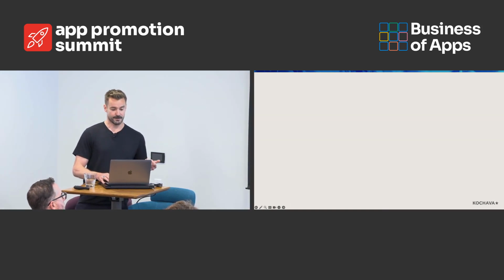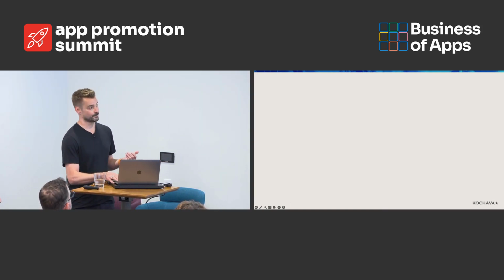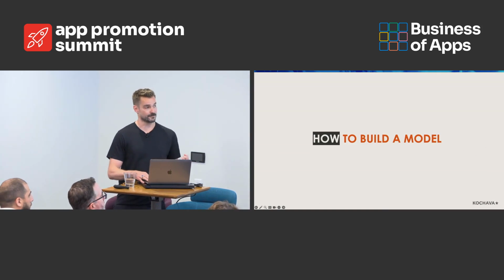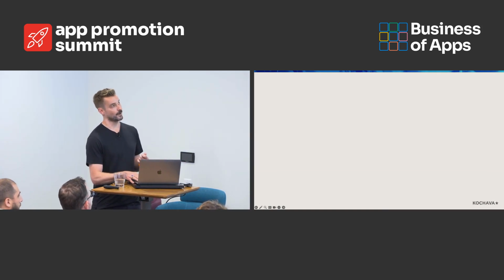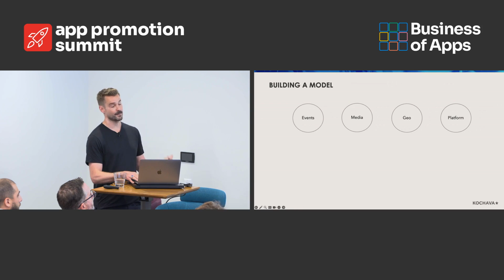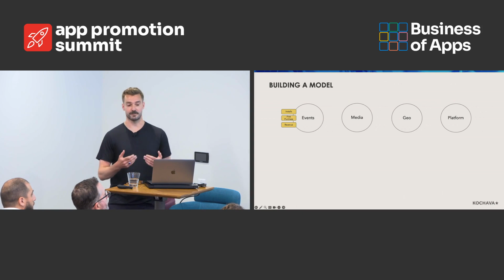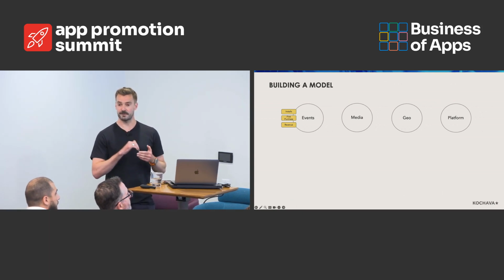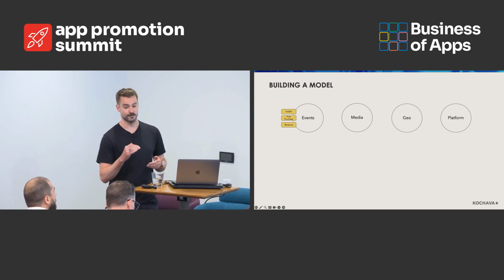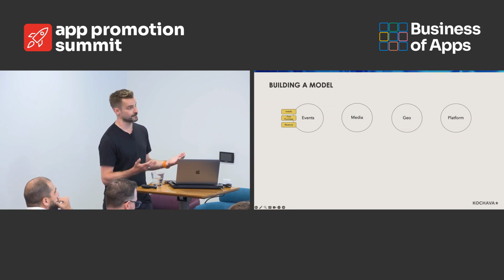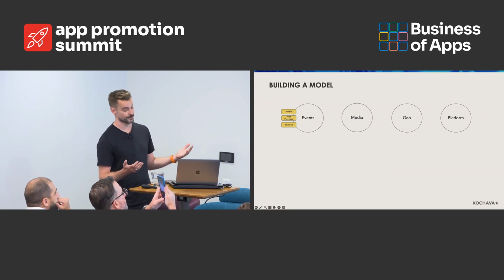Okay, so next part, how do you build a model? It's pretty straightforward. There are 4 core elements to building an MMM model. So the first one is your events. These are your conversion events, whatever your conversion funnel looks like, whether that be an install, a first purchase, a registration event, a revenue event, and so on and so forth.